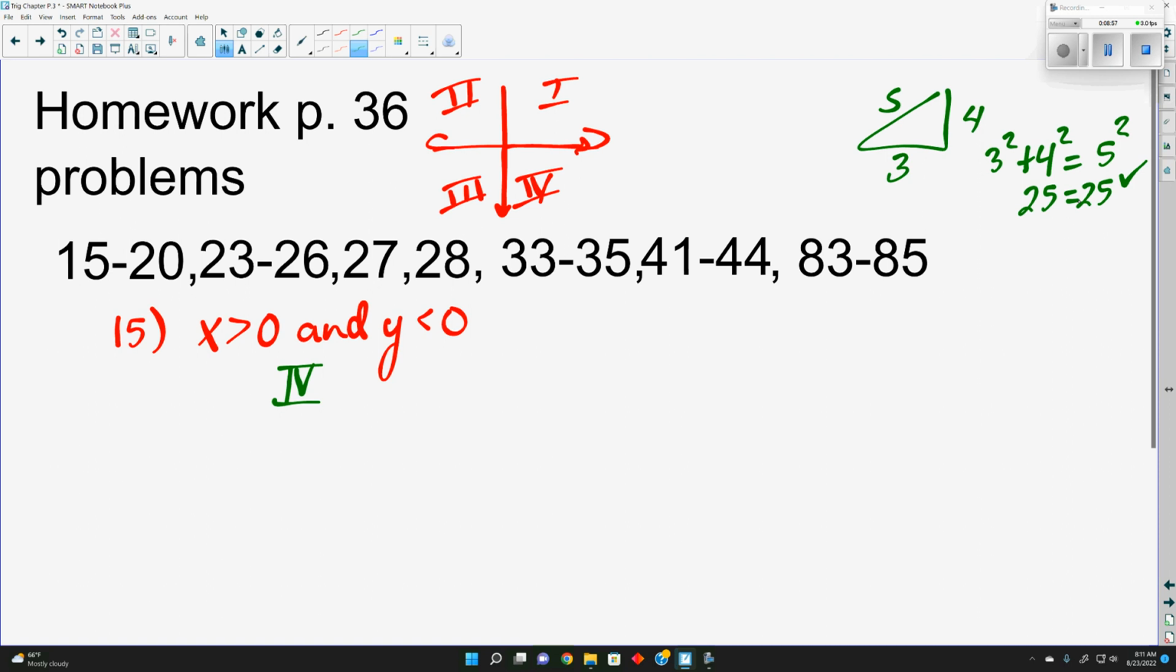41 through 44. Determine whether each point lies on the graph of the equation. It only lies on the graph if it makes the statement true. So you plug in the x and y values and their corresponding parts. Do we get a true statement? If we do, then yes, they do lie on the graph. If they don't give us a true statement, then they don't.